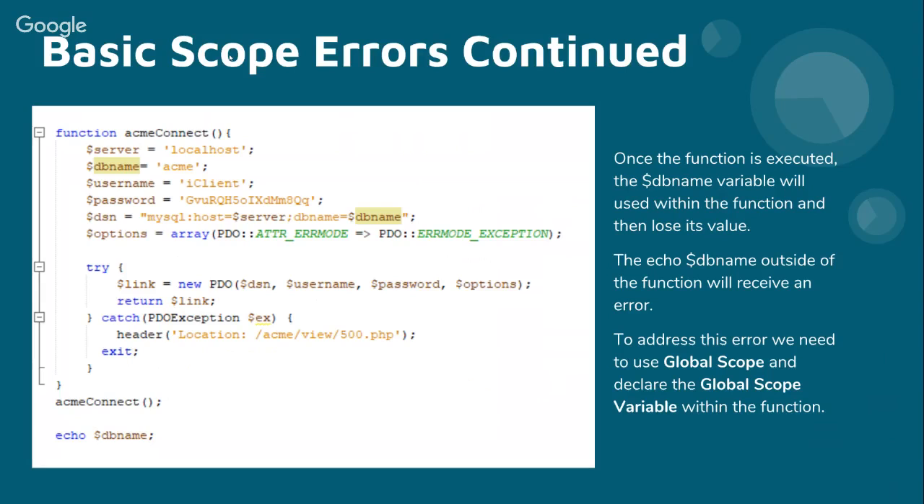Now, another error that we can see here is that once the function is executed, the dbName variable won't be able to be used outside of the function. In this example, we are actually trying to pull a dbName value again. Echo dbName. It's going to give us an error again because we don't have a value tied to that variable. To address this, we need to declare the global scope variable within the function here, and then we'll be able to execute an echo outside because the value is at global scope position.